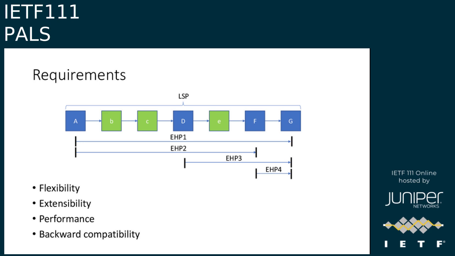And also extensibility. Right now, we have already seen several use cases, but eventually we can expect more use cases will emerge. And third, we need to care about performance, because this is for on-path processing. So it's very important to guarantee all the user packets can be efficiently forwarded. And last, backward compatibility also needs to be considered.